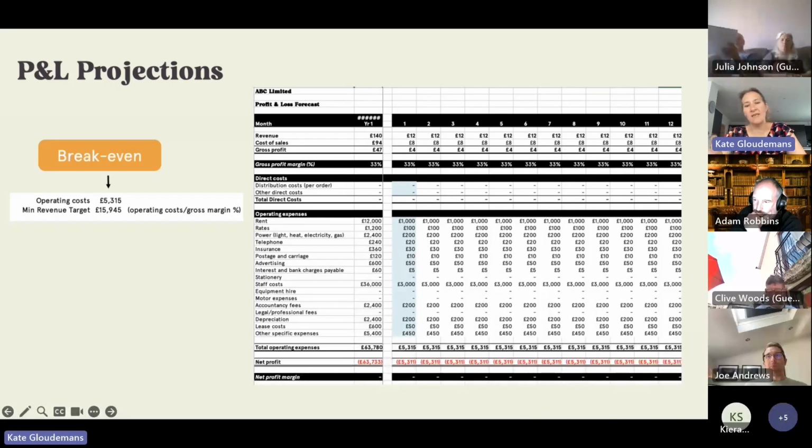So break even is the point where your sales meet your costs. Okay, so I've calculated your break even as 5,300, but I've worked out that because you've got a gross margin, I think in my model I've used a gross margin of 50%, for example. I don't know exactly what I've worked out, but because of the cost of sale, I need to be making £15,000 a month to cover the break-even costs.